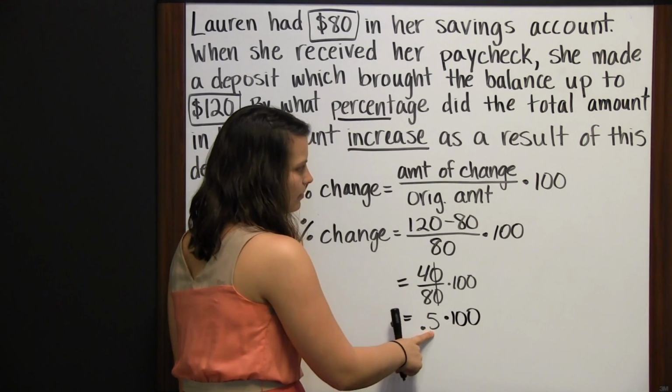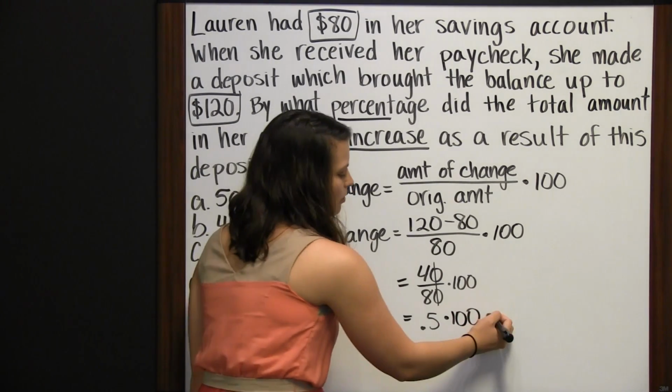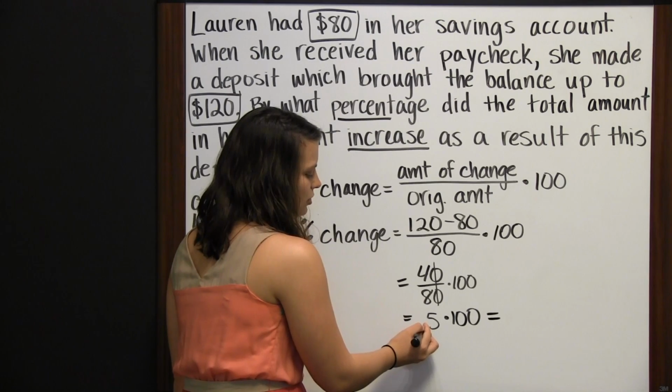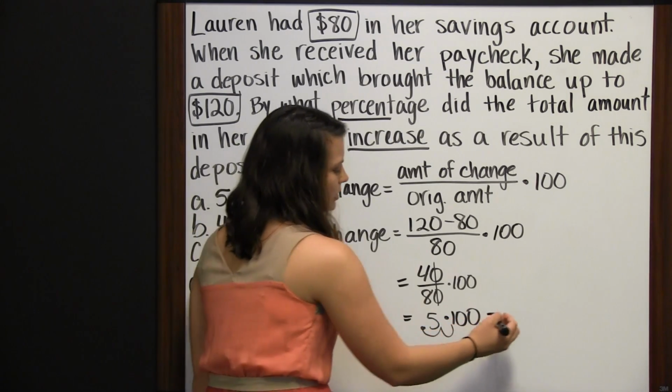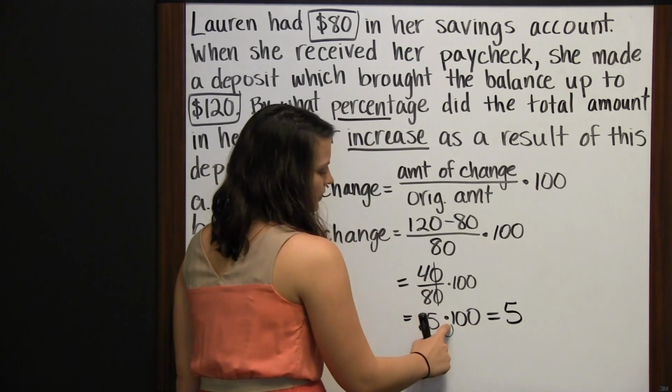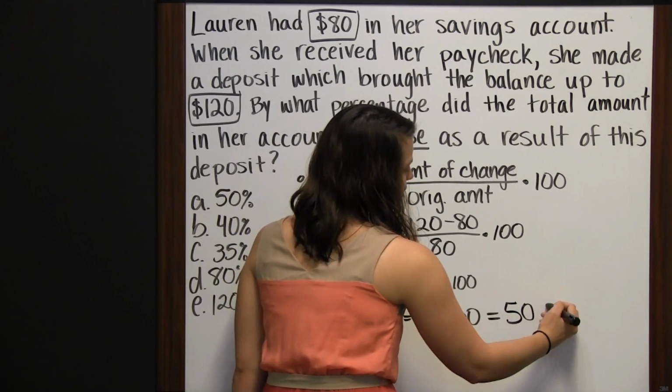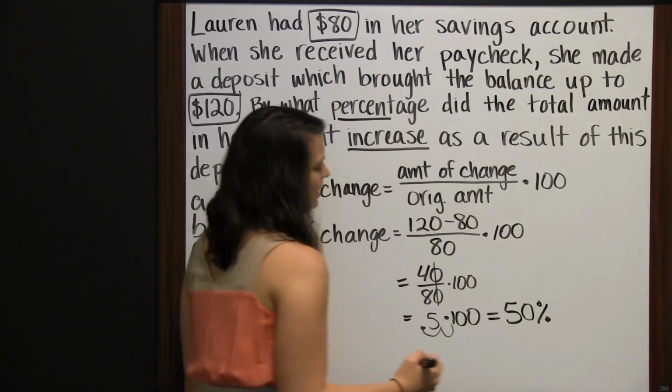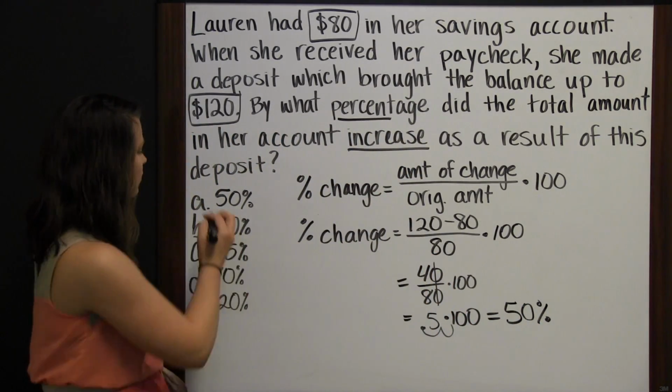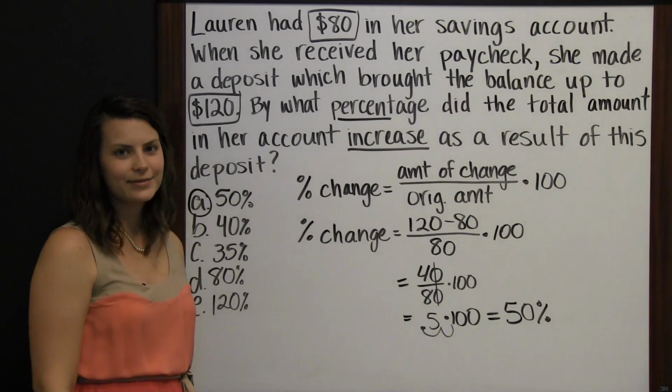This is our decimal, but we want a percent. So multiplying by 100 simply moves your decimal 2 places to the right. And we have to fill this empty seat with a 0. So it's 50%. Was a 50% increase. Answer A.